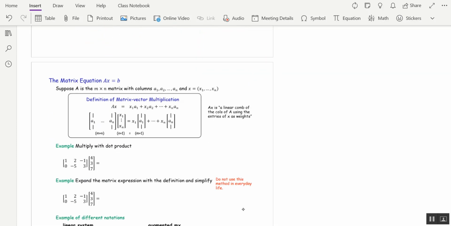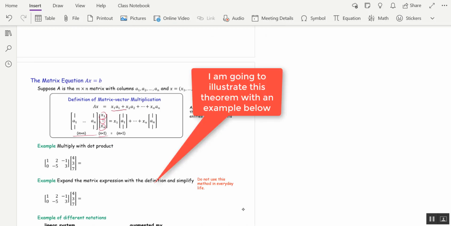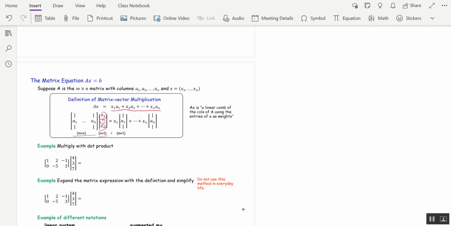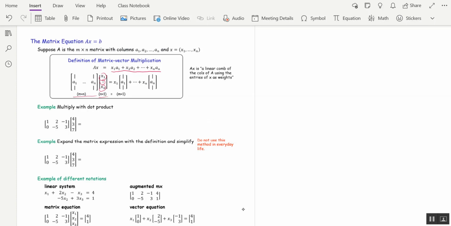And the theory is written in this box here, and it says that the matrix product is a linear combination of the columns of A using the weights from the vector x. So, for example, let's just do this example out using the way we're going to do matrix multiplication in real life. So I'm just going to do the dot product. If I take this matrix here and multiply by this vector, I'm going to get 4 plus 6 minus 7 on the top, and then I'll get 0 minus 15 plus 21. So that's going to be 3, 6.